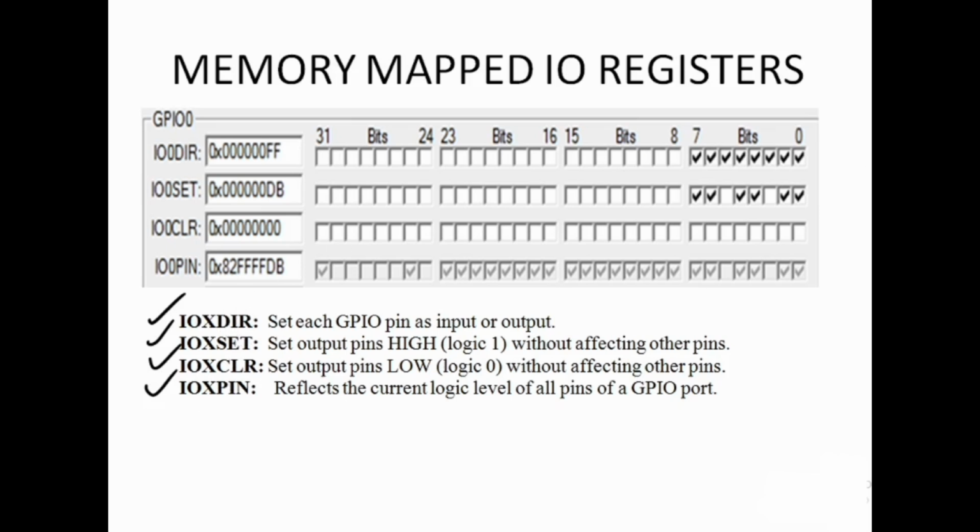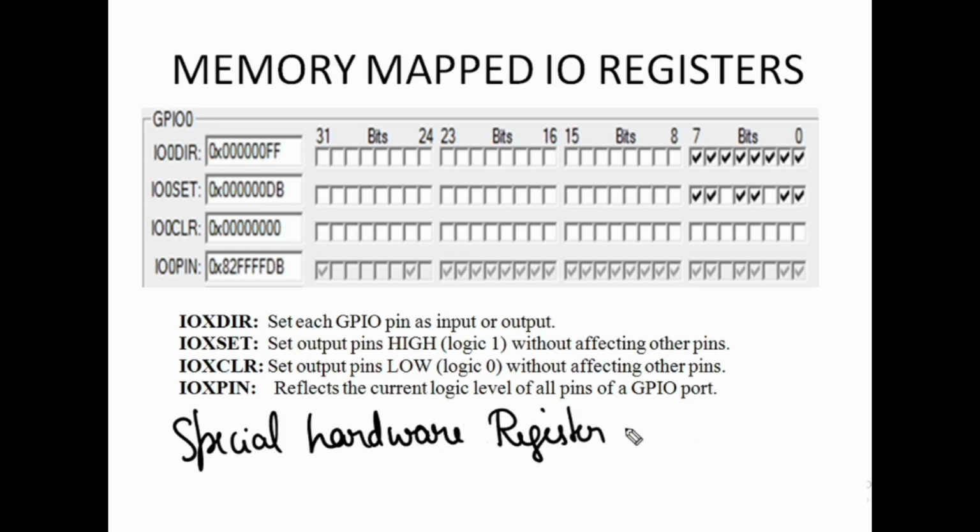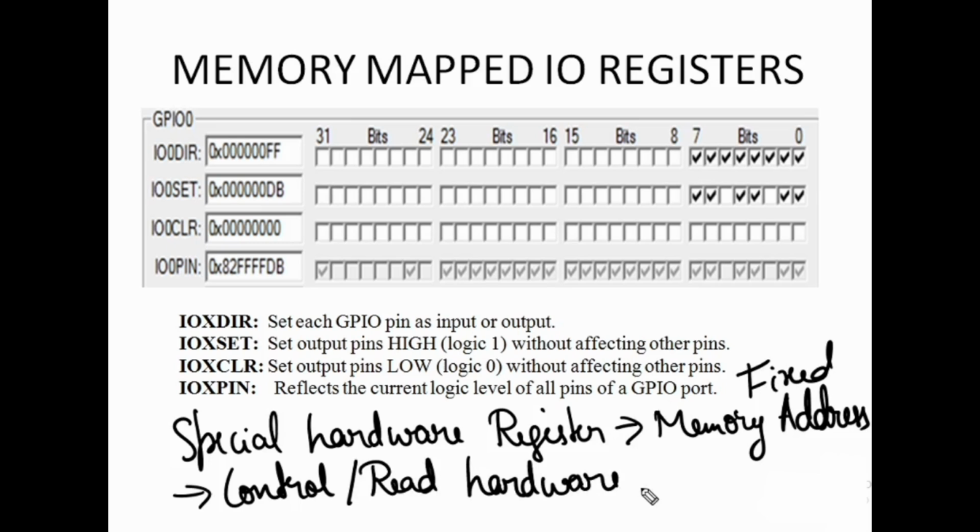Okay, so the very first thing you should know is what exactly you mean by memory mapped IO register. A memory mapped IO register is a special hardware register that has a fixed memory address and is used to control or read hardware by using normal memory read write instructions. That is, using simple LDR or STR instructions, we can modify the content of the memory addresses associated with these specific registers. Through that, we are easily able to control or read the hardware. Let's understand them in detail.